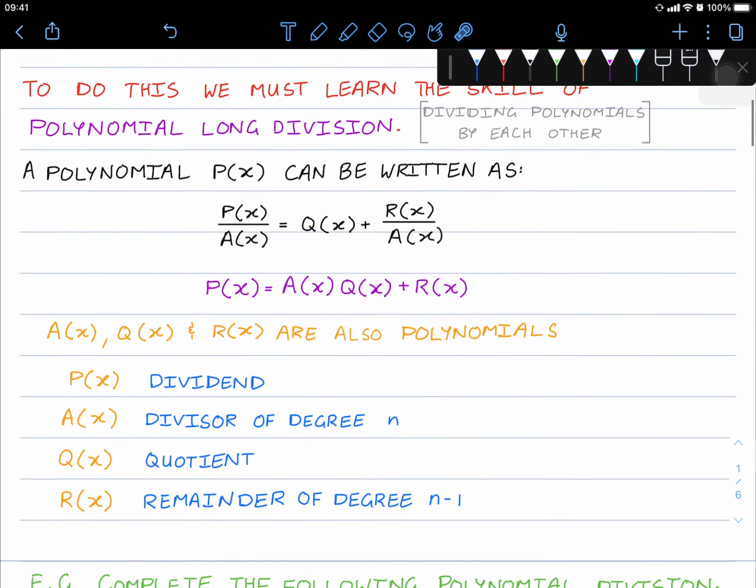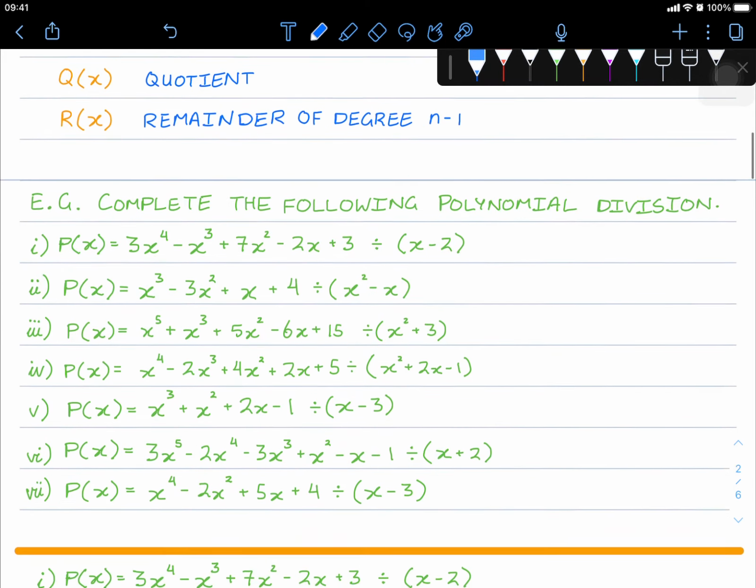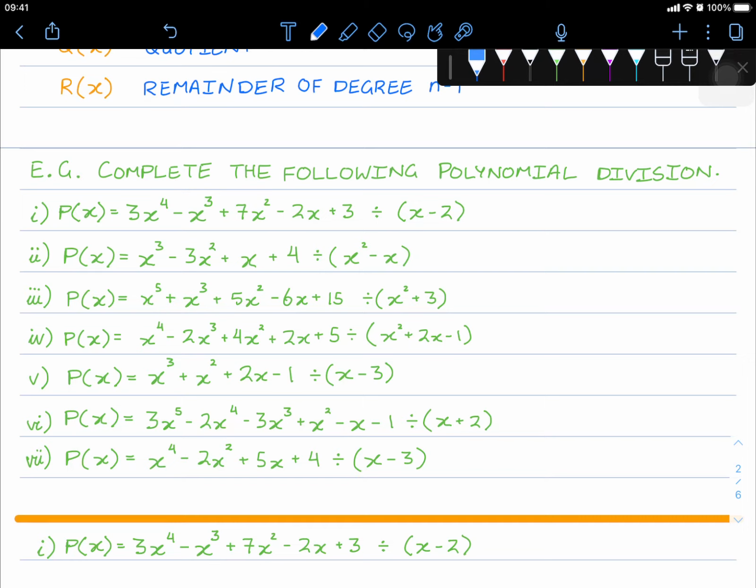Now, there's some special terms that we need to learn here. P of x, the original polynomial we will be given, is called the dividend. What we will be dividing by is called the divisor. Q of x is the quotient, the whole part of it, and r is the remainder. It'll make a lot more sense once we get into a few examples. So here are the examples we'll be doing. You can pause at any time and give these a go. And we'll definitely be splitting this video into multiple sets.